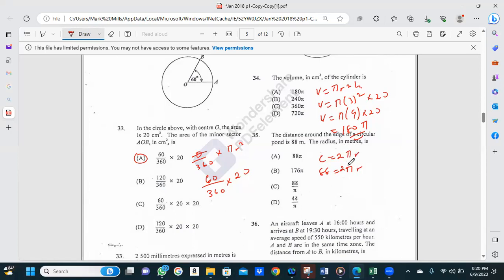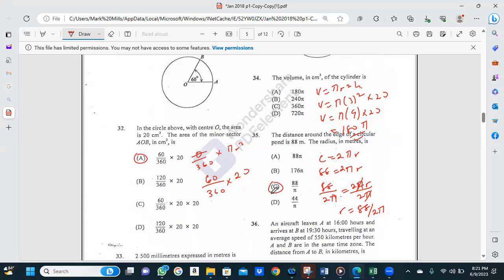So we transpose the 2 pi, so that's 88 divided by 2 pi is equal to 2 pi radius divided by 2 pi. We divide that, so the radius is equal to 88 over 2 pi. So the answer will be C.